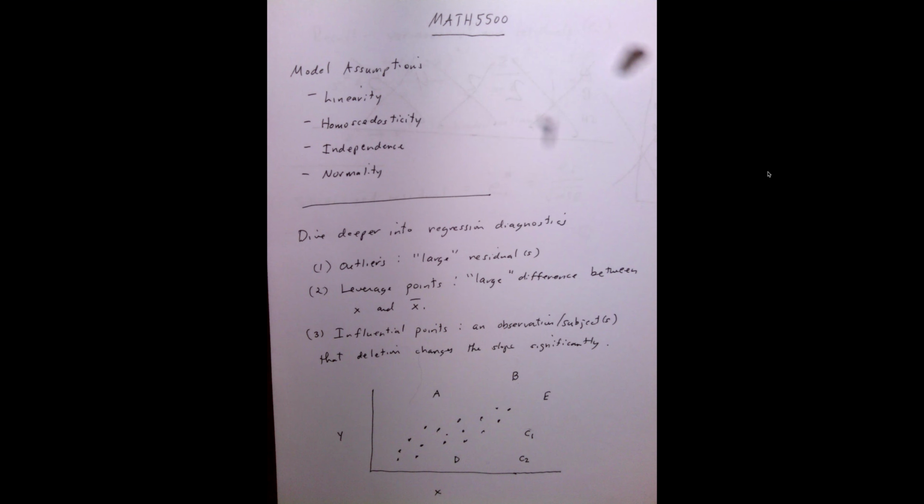All right, gang, Math 5500. Going to dive back into model assumptions and dig deeper into regression diagnostics. Remember, classic test question: what are the four model assumptions for regression? That's something you almost have to predict is going to happen one day. So again, linearity, homoscedasticity, independence, and normality.